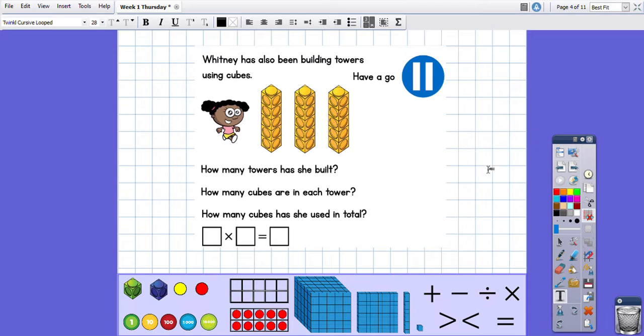Okay, let's see if you can have a go at this one. So pause me now, have a go, and then come back and I'll talk you through it and we can see if we did it the same way.